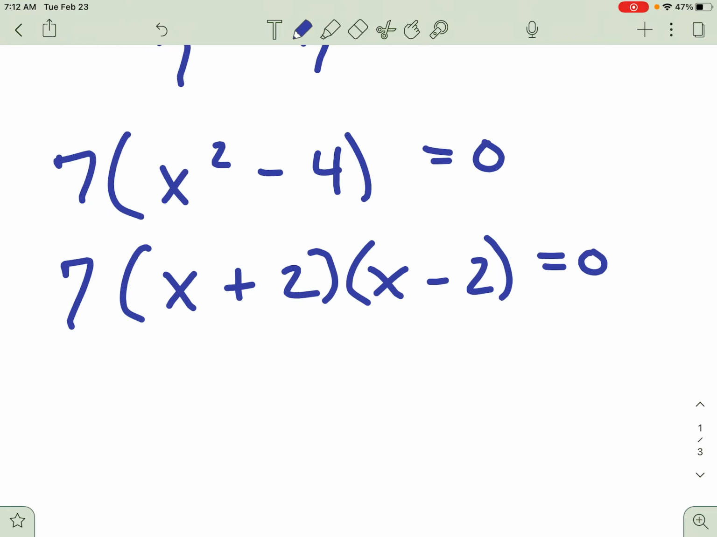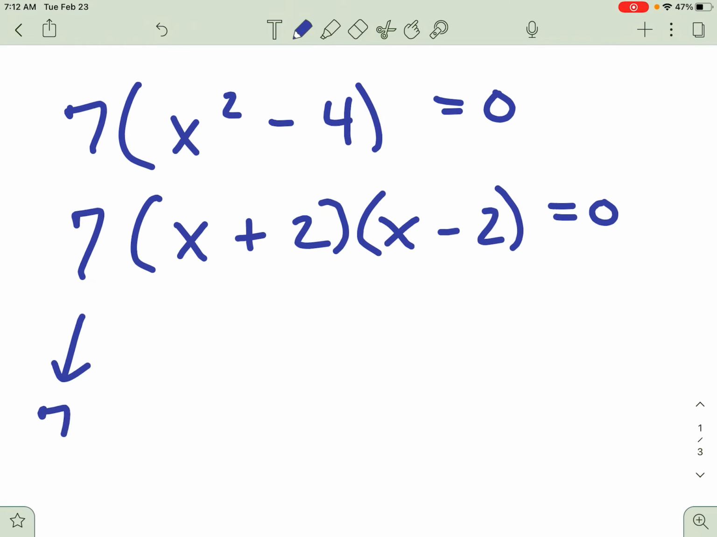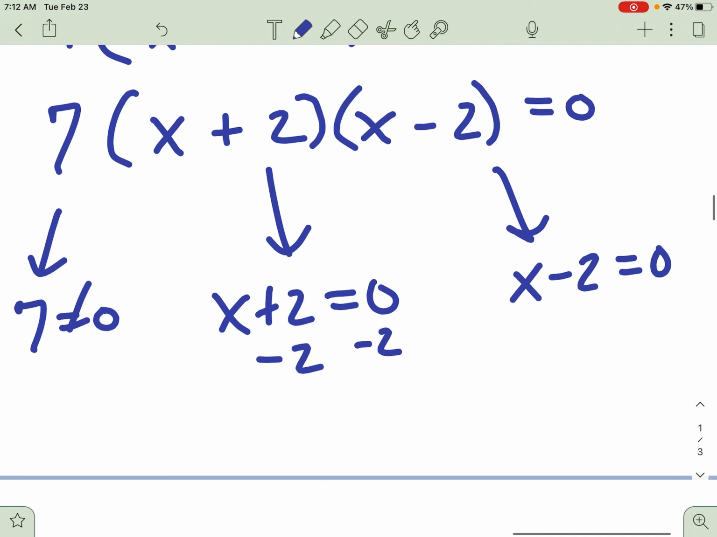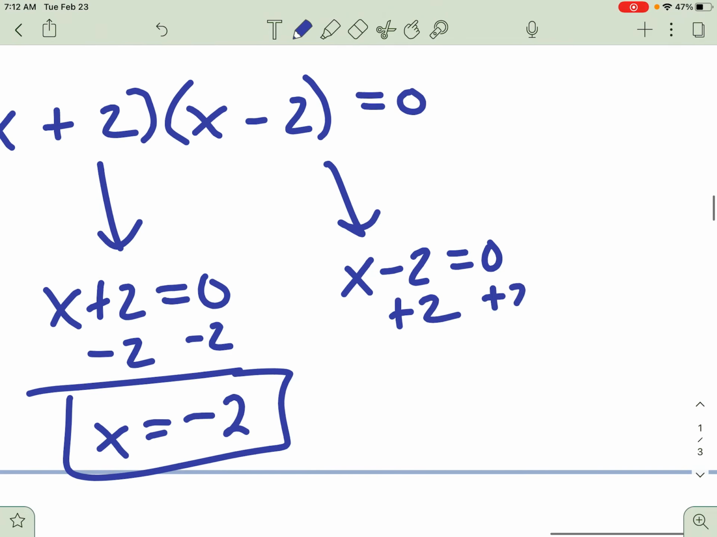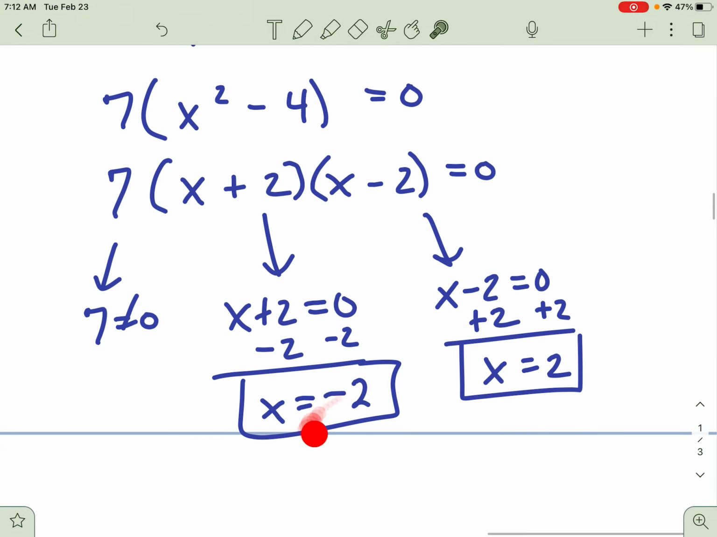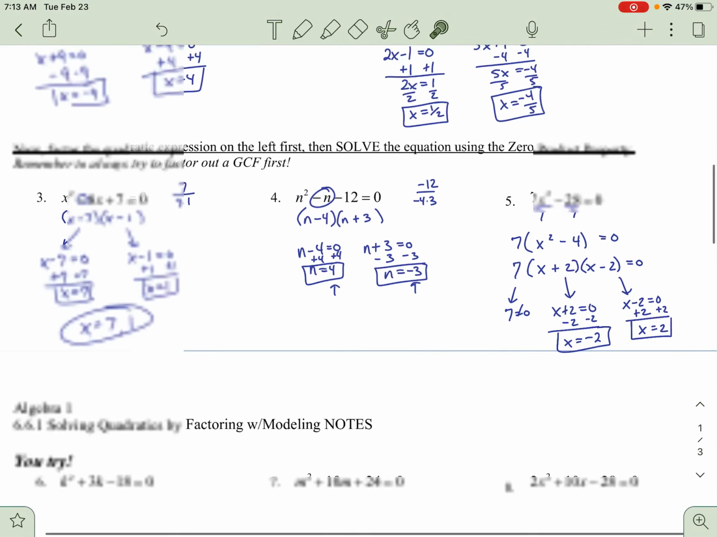Okay, now this one's a little bit different because you have this number out front, but think about it. If I set this equal to 0 as well, that can't be true, right? Because 7 doesn't equal 0. So 7 is not a solution, but when I bring these down, I do still have two solutions. So subtract 2, so x equals negative 2, and when you add 2 to both sides on this one, x equals a positive 2. Okay, so still two solutions in the quadratic. You might have a GCF out front and you don't do anything with that. Once you're actually solving it, you're just factoring it out, but you should get two solutions.